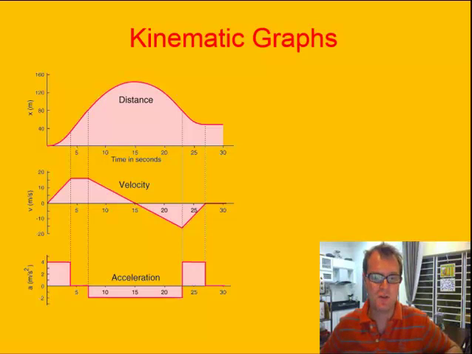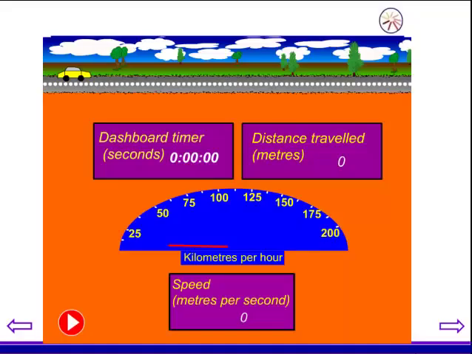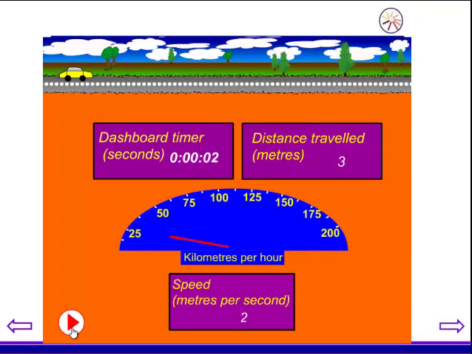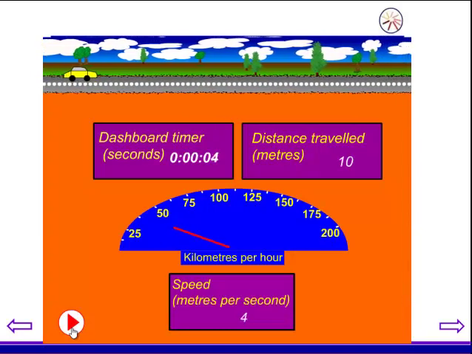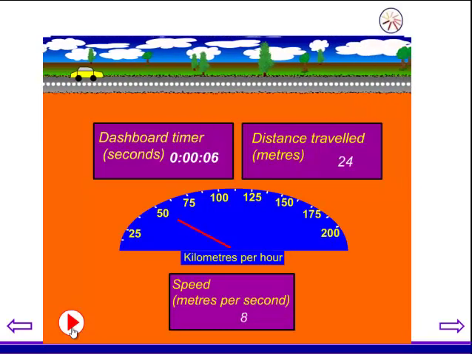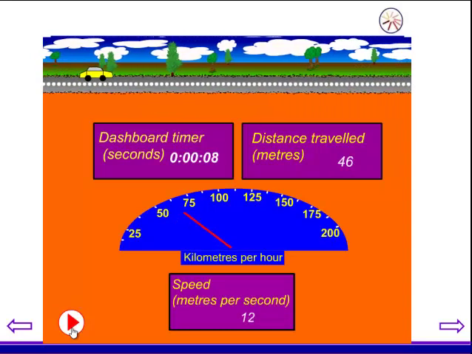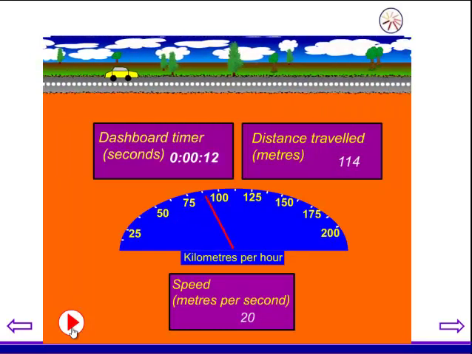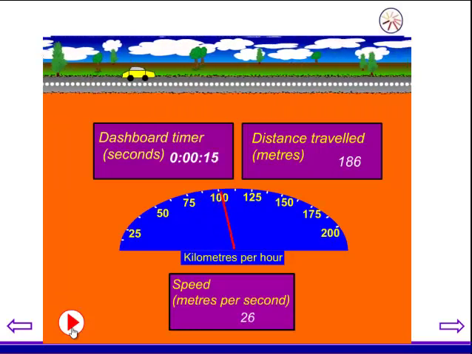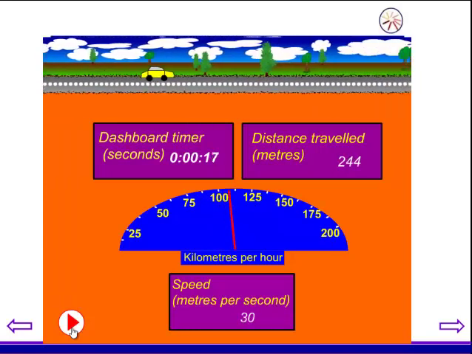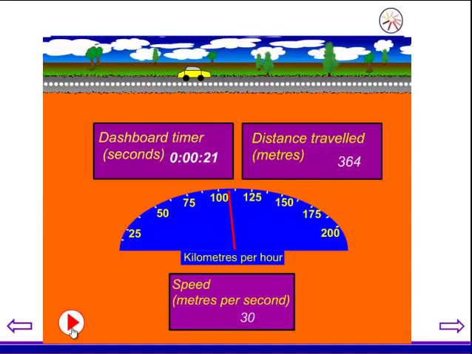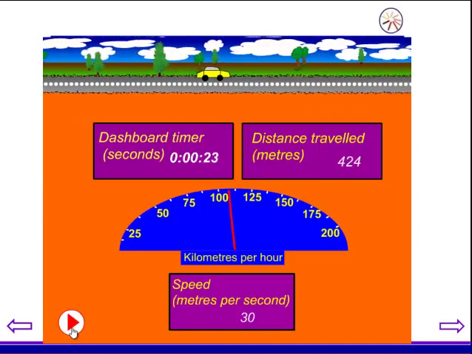So I'm going to introduce you to a journey now. This journey involves a small car. The small car starts from a distance of 0 and it slowly starts to accelerate away, until it reaches a constant velocity. Here we can see the constant velocity it finally reaches is 30 meters per second. It carries on travelling at this constant velocity.